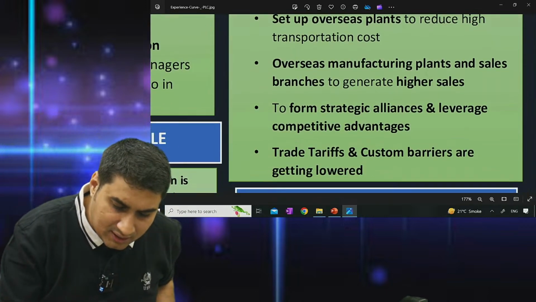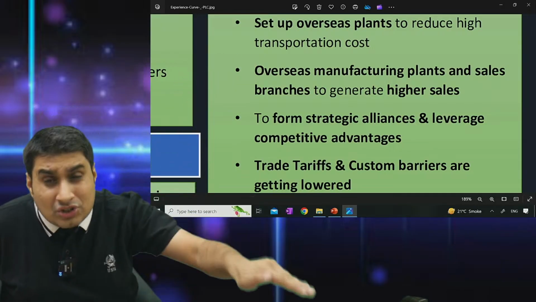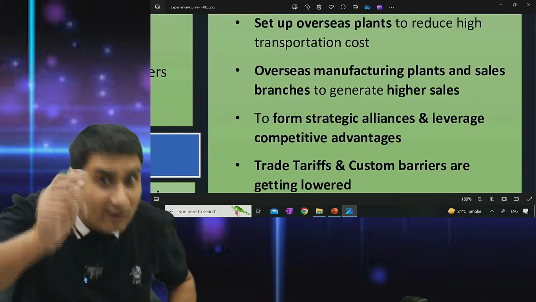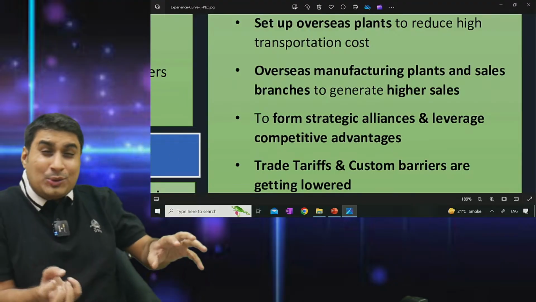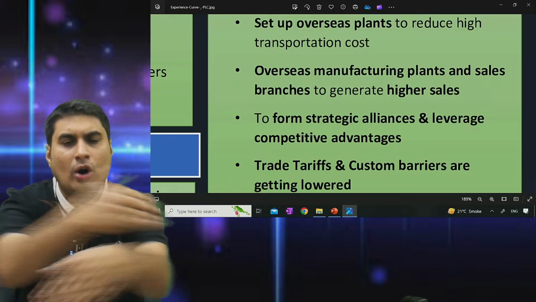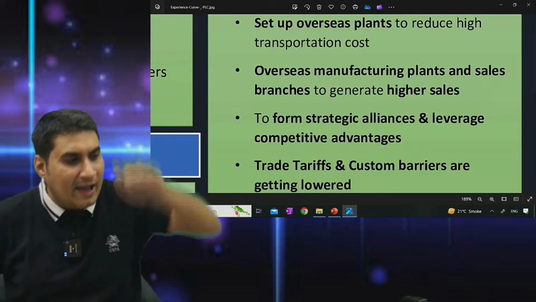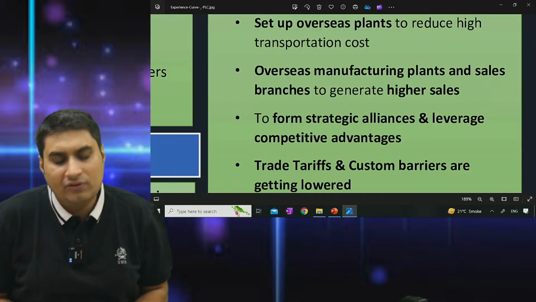Come here. Last 4 points. Setting up overseas plant to reduce transportation cost. Setting up overseas plant and sales branches to generate higher sale. To form strategic alliance and get competitive advantage. Last point, trade tariff and custom barriers are getting lowered. You have to learn very nicely.